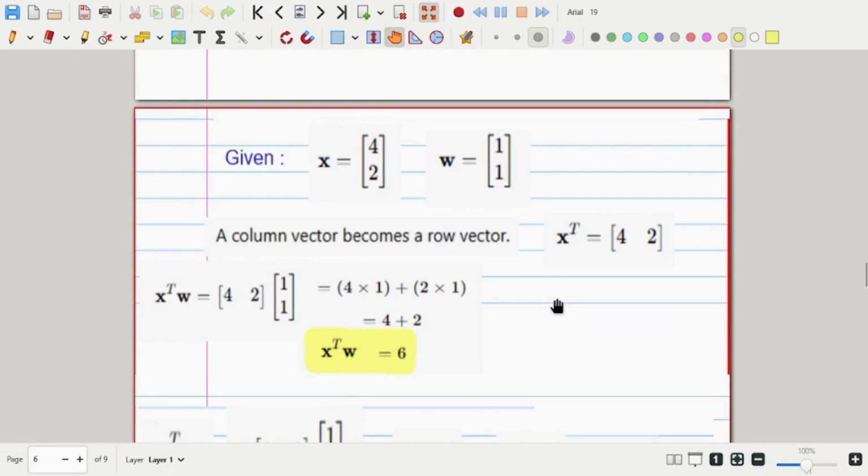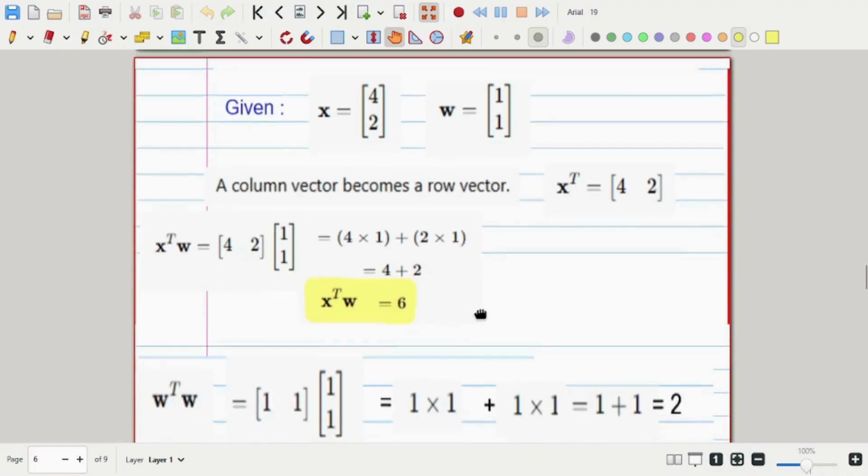So calculate x transpose W. So x transpose W is equal to the row vector 4 and 2 times the column vector 1 and 1. So 4 into 1 plus 2 into 1. 4 into 1 means 4 and 2 into 1 means 2. So 4 plus 2 means 6. So x transpose W is 6.